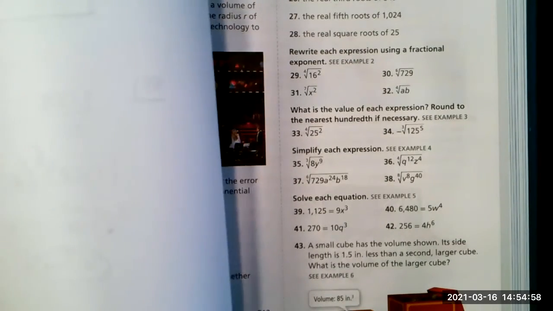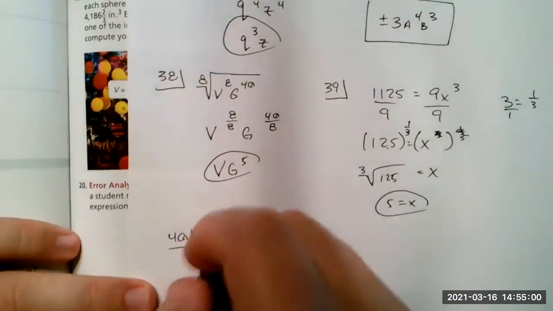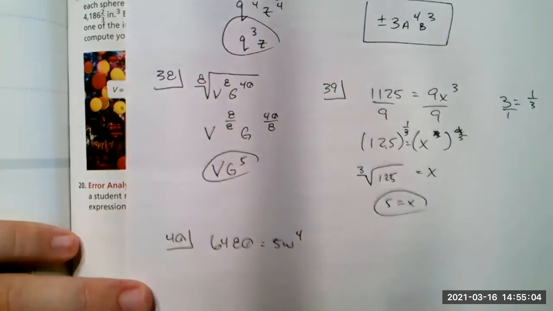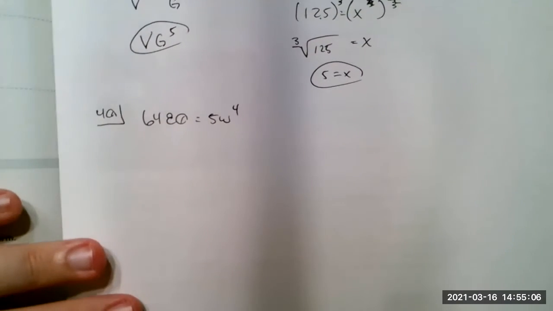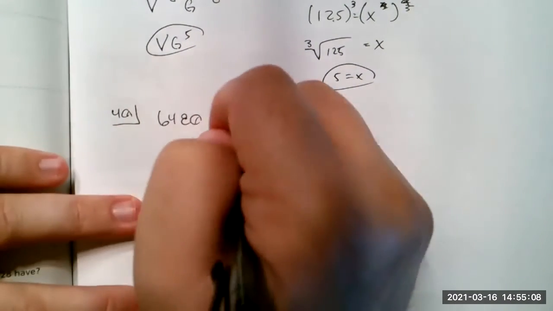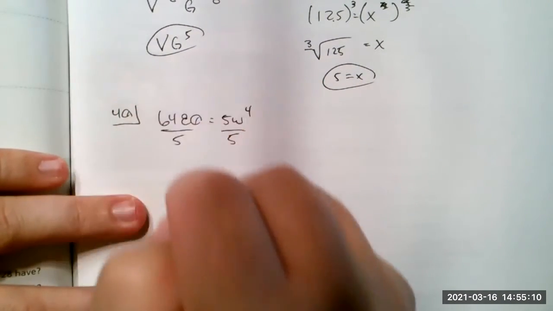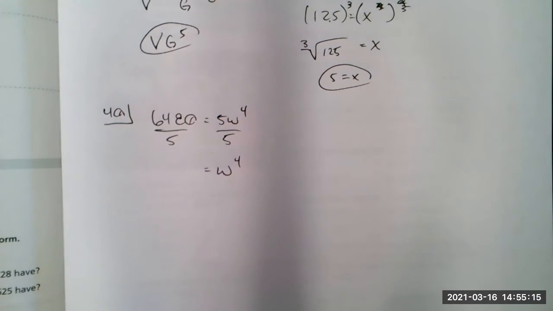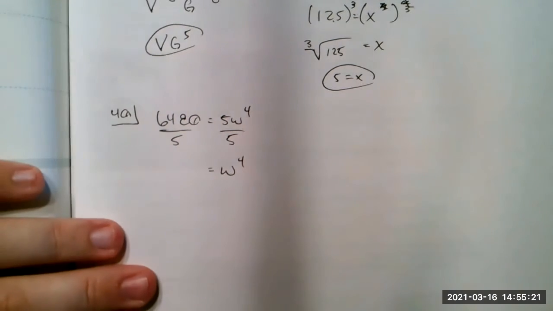Number 40: 6480 equals 5W to the 4th. So pretty much the same as number 39. I want to get W by itself, so I'm going to divide both sides by 5. So I get W to the 4th equals 1296.